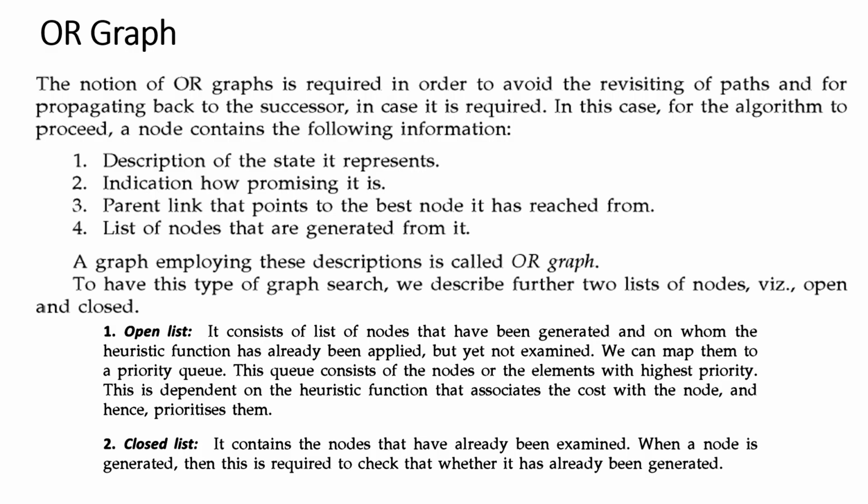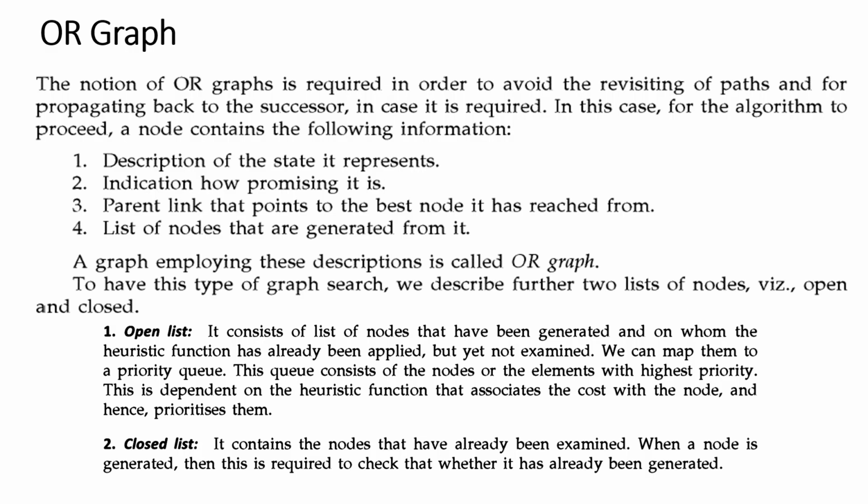Next is the parent link. It stores the node from which the current node was reached, for example A to B to C. Moving to the list of generated nodes, it stores all the successor nodes generated from the current node. So A will be expanded to B, C and D.